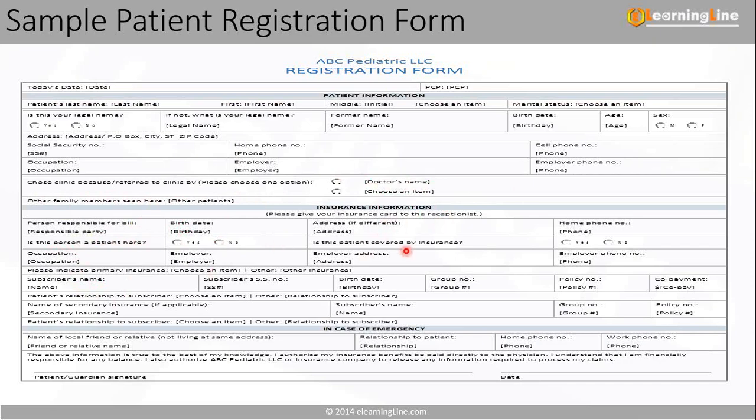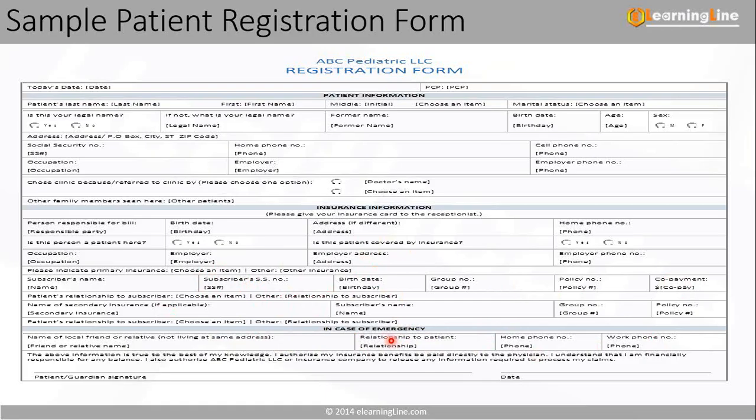Insurance information is also to capture whether you yourself are the subscriber. We have talked about the subscriber before, or somebody else is the subscriber and you are a dependent on that subscriber. So you always need to provide the social security number and all those numbers like group number, policy number. From where do you get all these pieces of information? From your insurance card.